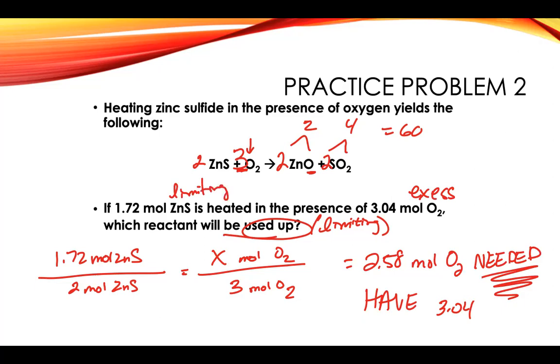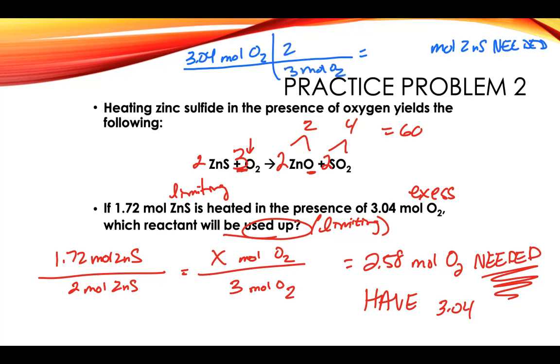What would happen if I decided to choose oxygen first? Because I told you it doesn't matter which reactant you choose, you will end up getting the same results anyway. So let's just say I chose oxygen instead. And this time I'll do the conversion factor way. So I've got 3.04 moles of O2, and I'm going to calculate moles of zinc sulfide needed to react with that. So I've got 3 moles on the bottom, 2 moles on the top, zinc sulfide.